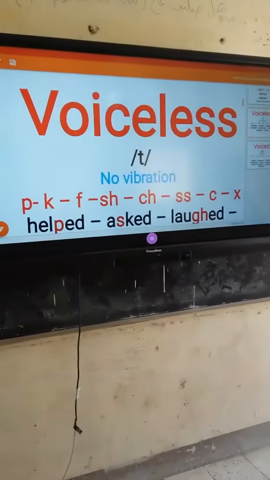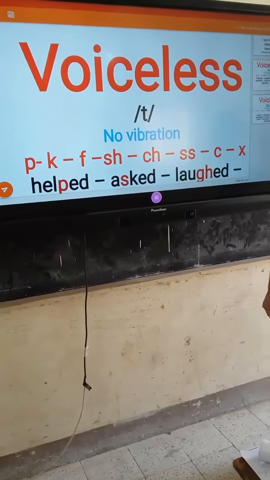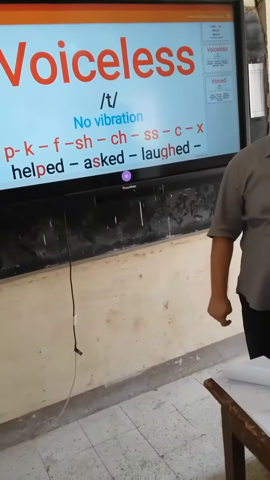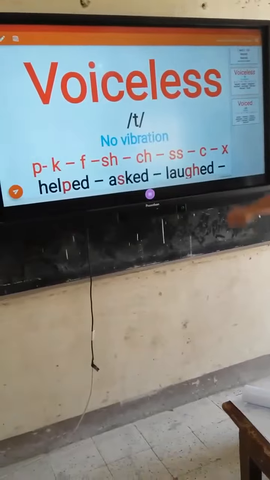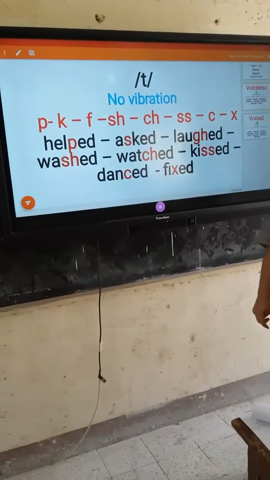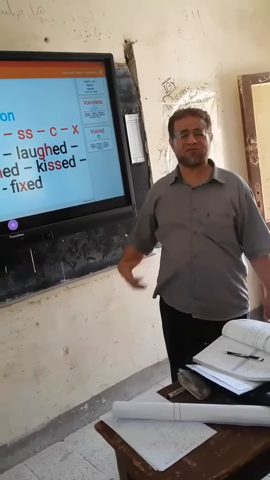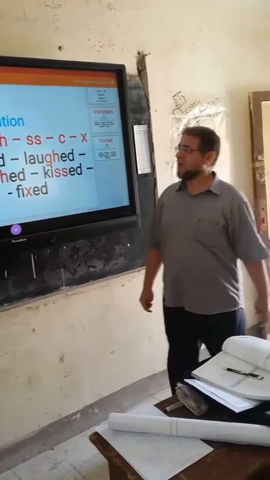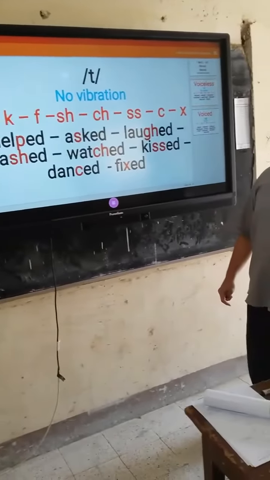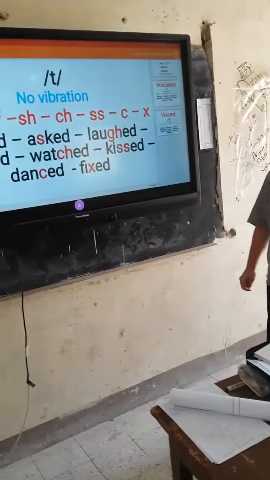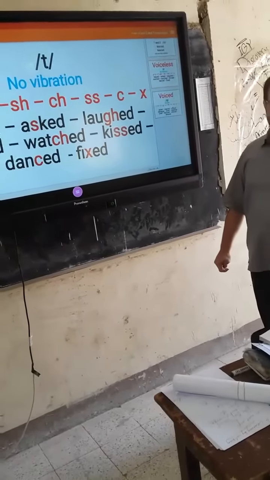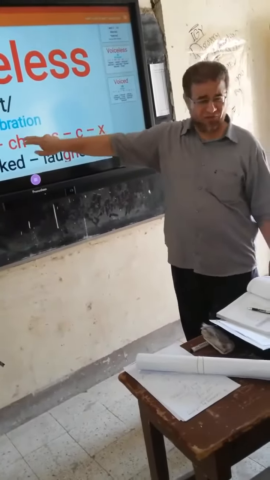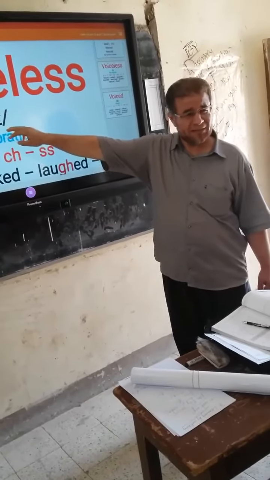Second type: voiceless letters, which change into the t sound, because you cannot find any vibration while you are pronouncing this sound. For example, there is no vibration, so you pronounce it like the t sound, like helped, asked, laughed, washed, watched, kissed, danced, and fixed. These are voiceless sounds, so there is no vibration and they are pronounced like the t sound.